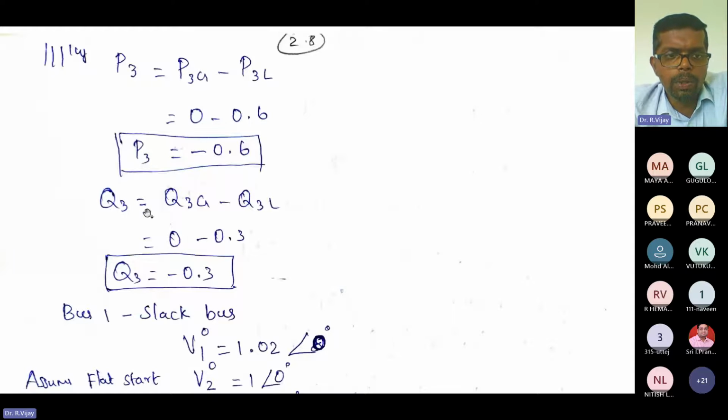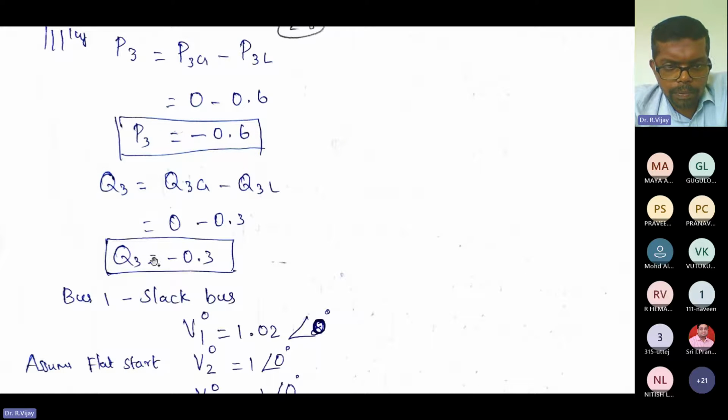Here also Q3 is equal to Q3G minus Q3L. Generator value is not given, so by default you can take it as 0. Load value is given, that is 0.3. So as a whole Q3 is equal to minus 0.3. This is the Q3 value. Sometimes directly the problem itself will mention it. If not, you need to calculate it.